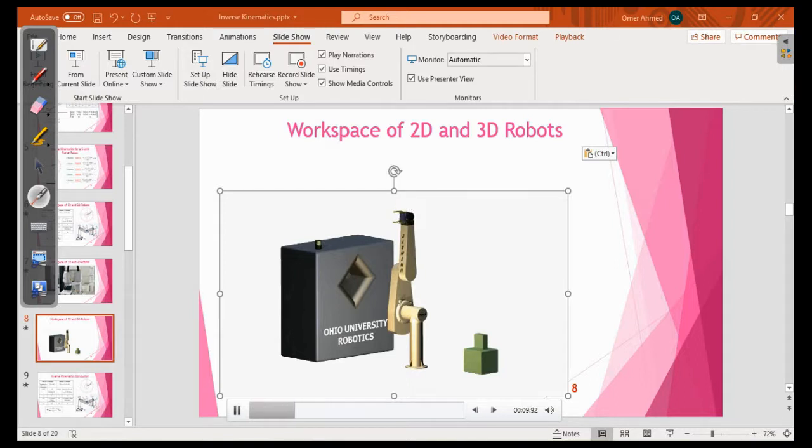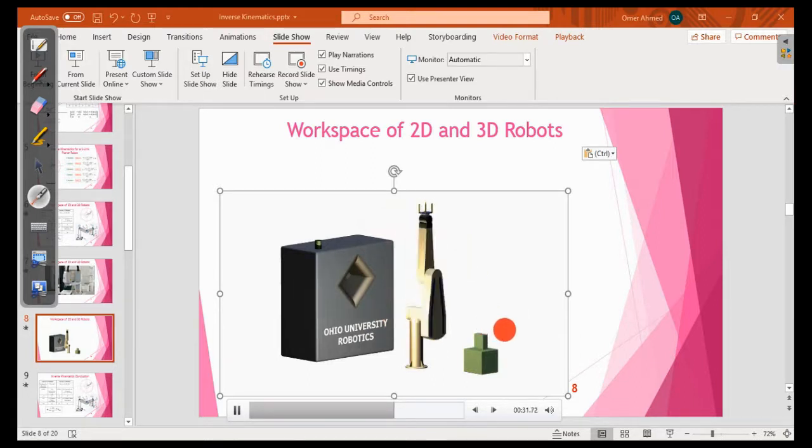And that workspace is finite. It obviously cannot reach infinitely far away, and that workspace might have an interesting shape, but it exists and it has some volume. And somewhere in this workspace, this robot might actually be able to achieve the same position and orientation in multiple ways. That means it has multiple solutions to the inverse kinematics problem.